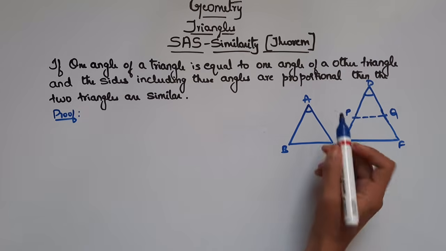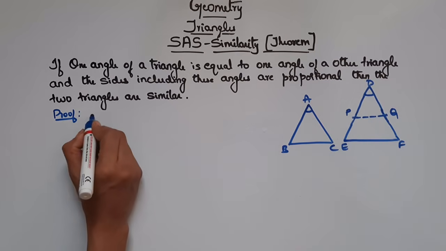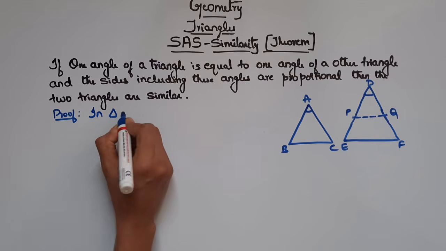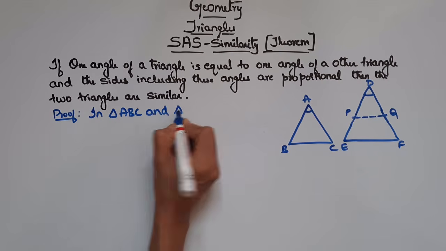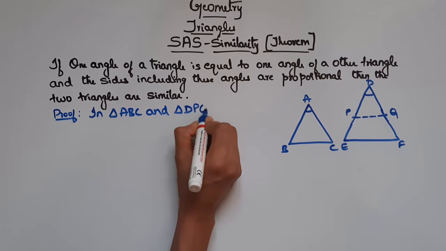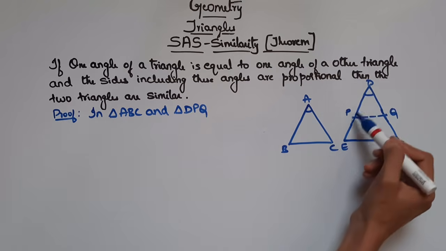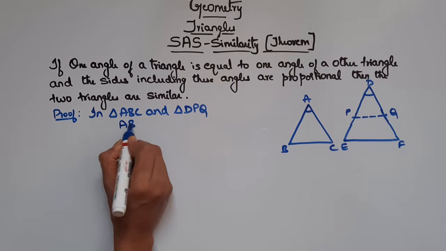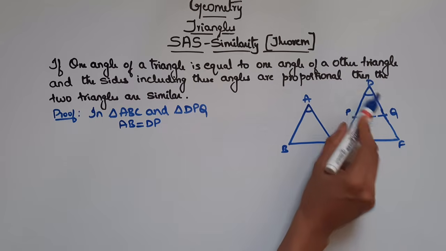So first let's take triangle ABC and triangle DPQ. Alright, so in triangle ABC and triangle DPQ, we know in these two triangles we have seen AB is equal to DP, and we know AC is equal to DQ.